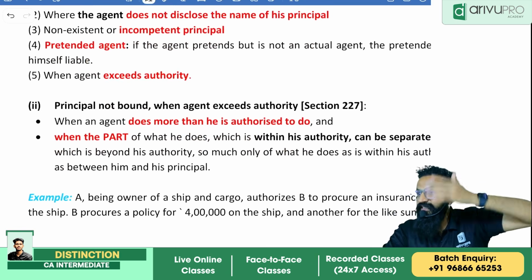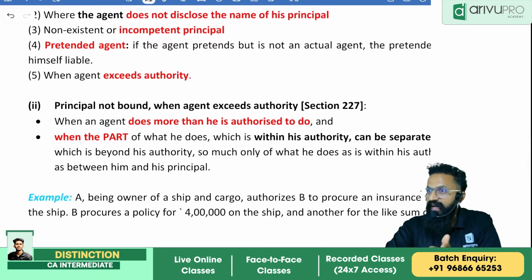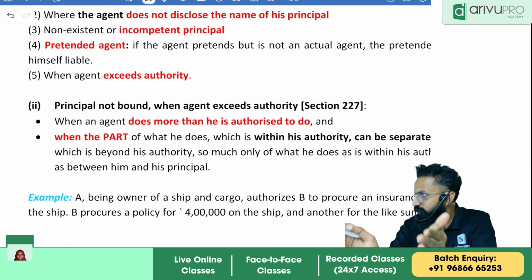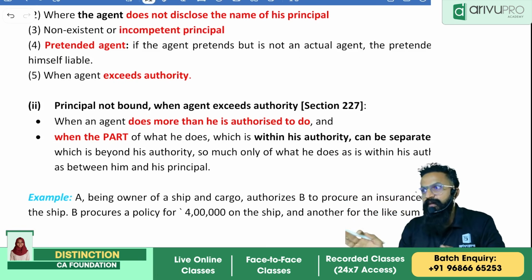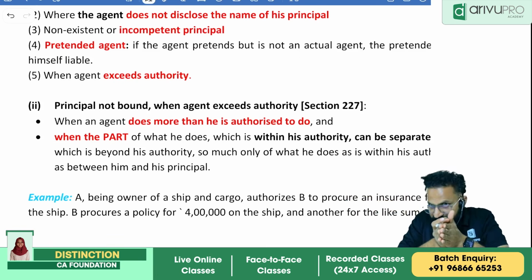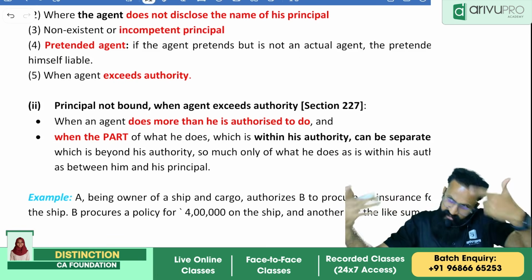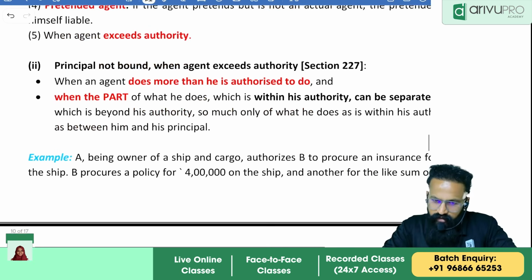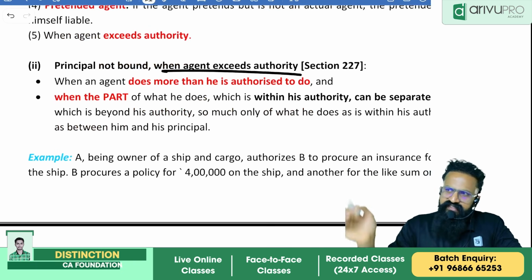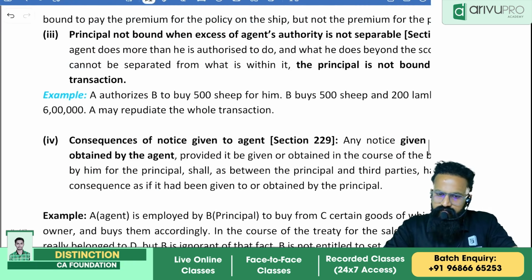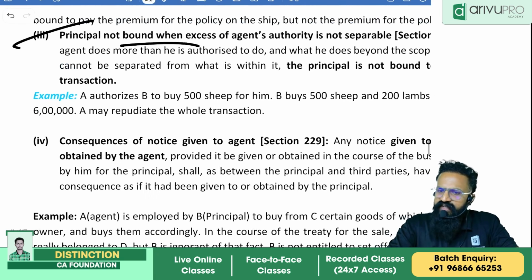If the contract is separable, then I am liable to the extent I have given you the power. Beyond that, the agent is liable. If the contract cannot be divided at all, then for the whole contract the agent is liable. Principal not bound when agent exceeds the authority. We saw this. Principal not bound when the excess of the agent is not separable.